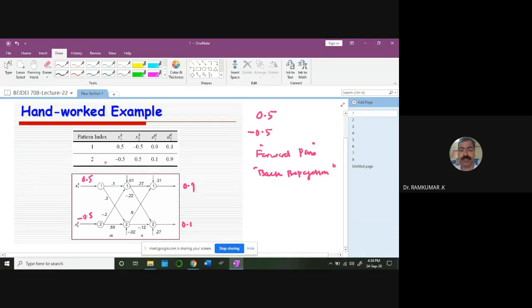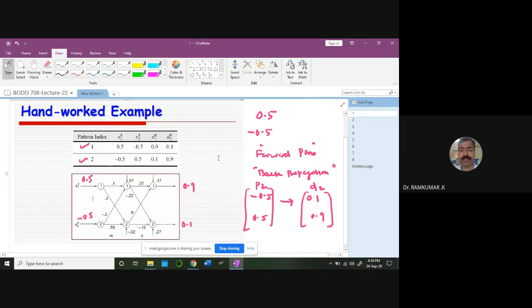Likewise, for the second set of data, it's going to be minus 0.5, 0.5. For that pattern, I should get 0.1, 0.9. It's clear. So this is the pattern P2, and this is the target D2. The same way, this is the pattern P1 and this one is pattern P2. Easily you can visualize this clearly.